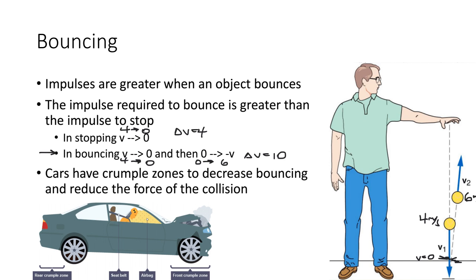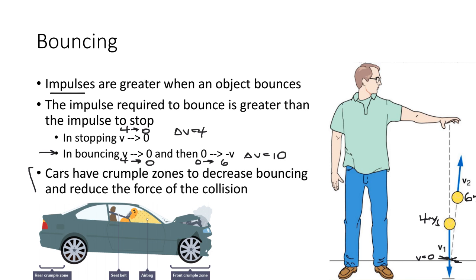And if you have a larger change in velocity, that means you have a greater momentum change, and therefore a greater impulse. That's why it hurts more to be hit by an ice ball than a snowball, because the ice ball bounces off, whereas the snowball stops.